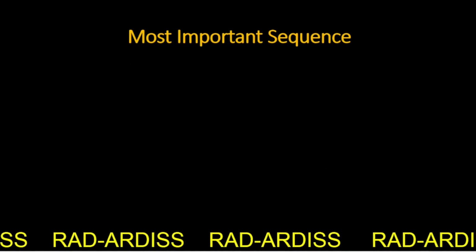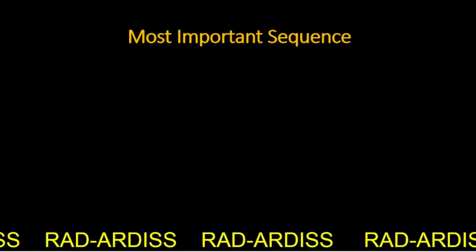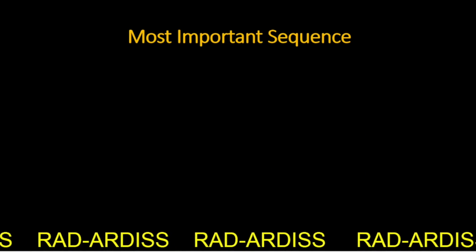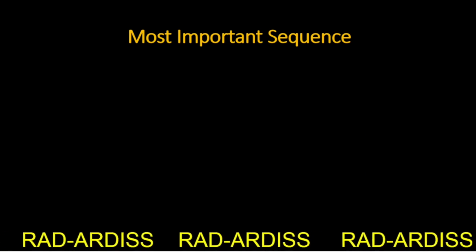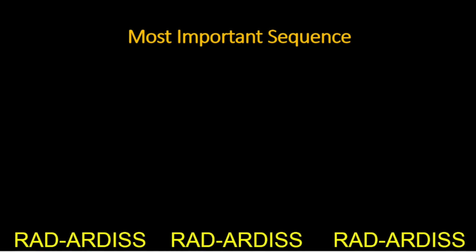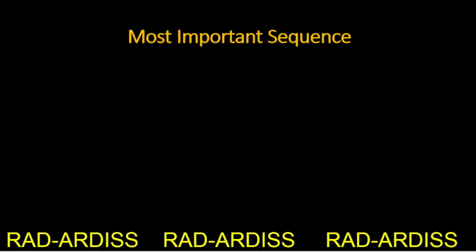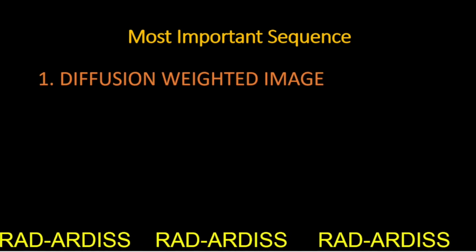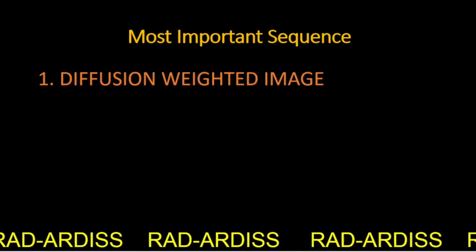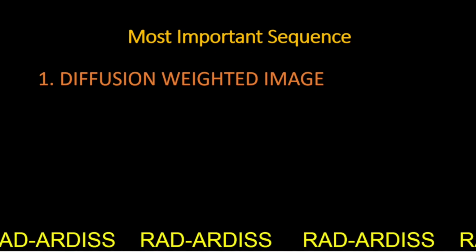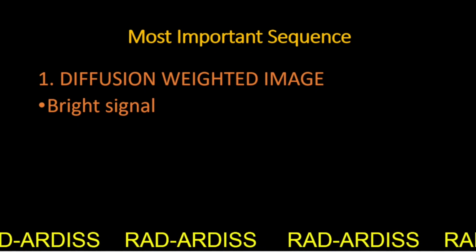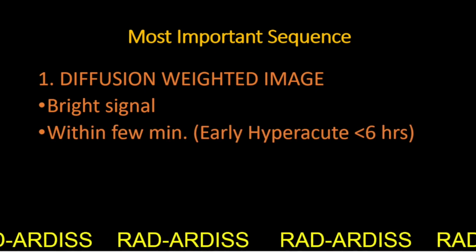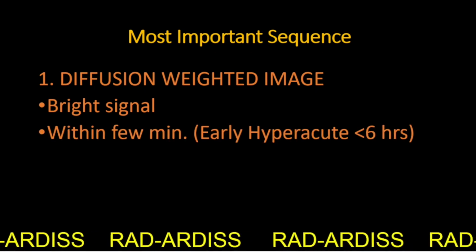MRI for stroke. Here we will discuss the most basic sequences of MRI for detection of the ischemic stroke. So which one is the most important sequence that I want to look into for detection of the stroke? That is the diffusion weighted image. On the diffusion weighted images, the ischemic area appears bright. And the best part is that these changes occur within a few minutes after the occlusion of the vessel.